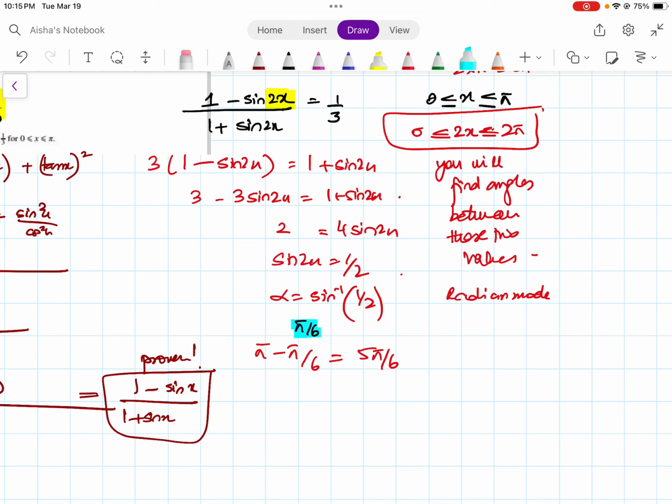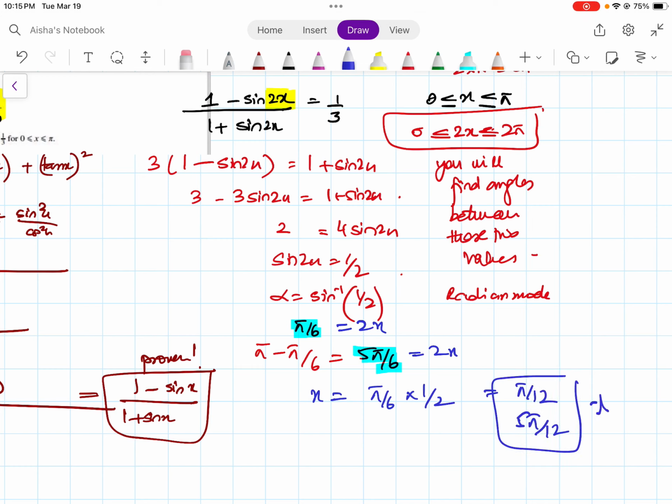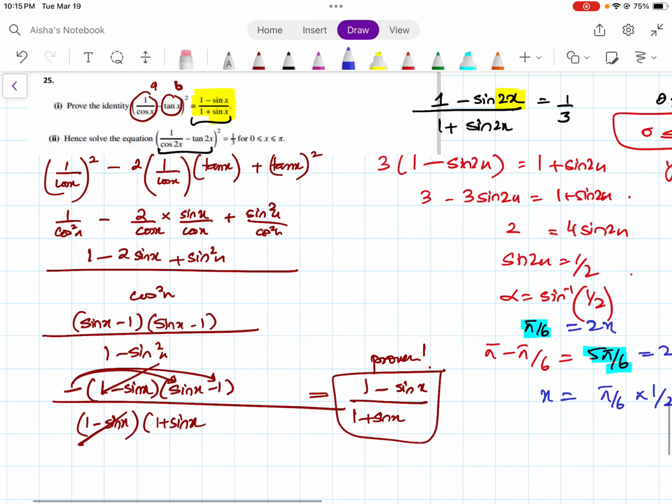Now, these are my angles from 0 to 2 pi. And these are my angles of 2x. I need x. So, I'll further divide it by 2. And my next will become 5 pi by 12. Does it make sense? I hope it does.